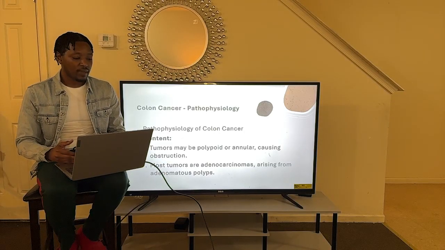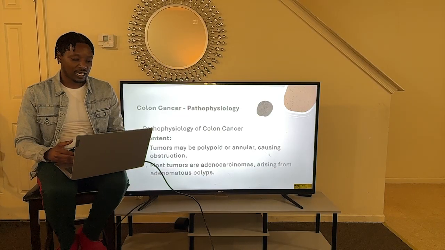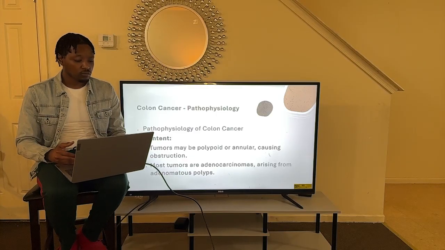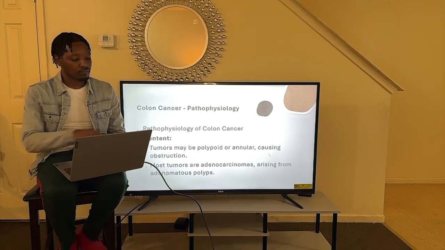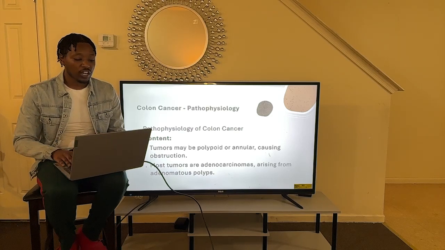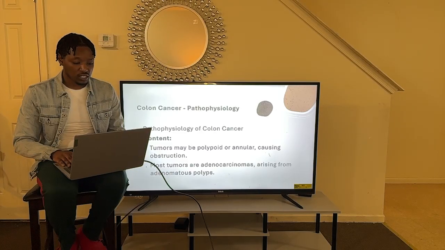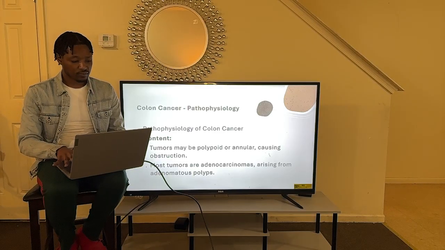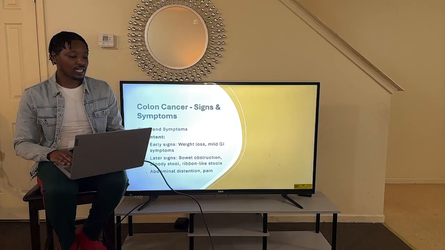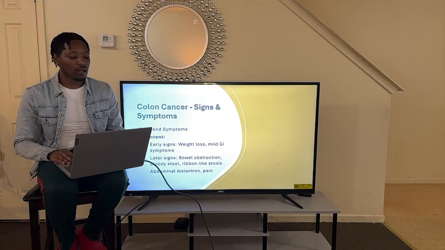Some pathophysiology of the colon cancers include tumors that may be polypoid or annular, causing obstruction. Most tumors are adenocarcinomas arising from adenomatous polyps. Signs and symptoms: early signs include weight loss and mild GI symptoms. Later signs include bowel obstruction, bloody stool, ribbon-like stools, abdominal distension, and pain.